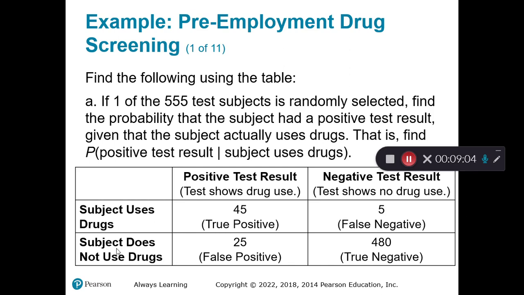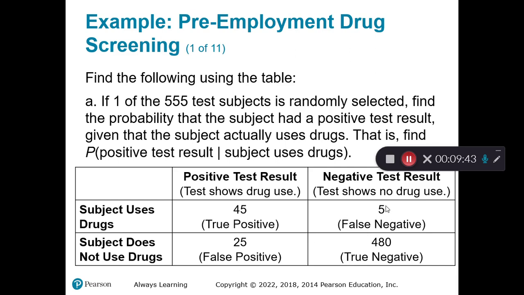If, on the other hand, a subject doesn't use drugs and has a negative test result, well, that's also correct, right? We have these 480 negative test results that coincide with reality. These are correct results. These are called true negatives. But on occasion, test results do not represent correct information. For example, let's look at the people here, these 25. These are not drug users. In reality, they do not use drugs, and yet they yielded a positive test result. That is an incorrect result. These are called false positives.